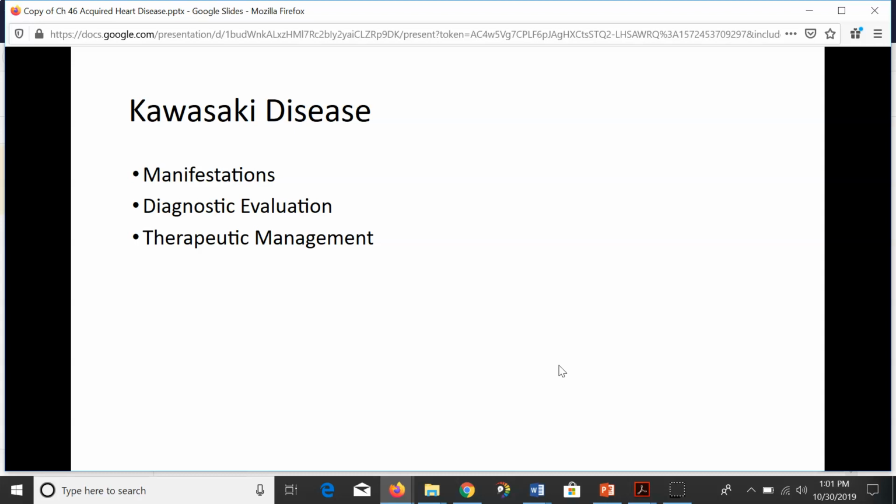3 is changes in the oral mucous membranes, such as erythema of the lips, oropharyngeal reddening, or what they call strawberry tongue, which is where large papillae are exposed. 4 is polymorphous rash, and 5 is cervical lymphadenopathy. Acute phase symptoms may come and go. The child is usually pretty irritable. During the subacute phase, the child is at highest risk for coronary artery aneurysms.